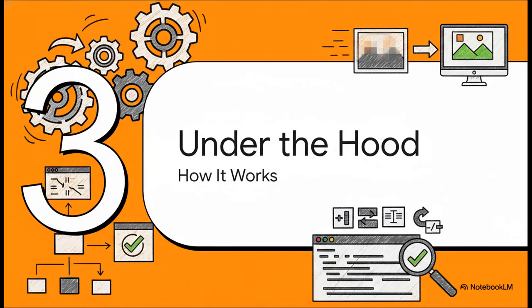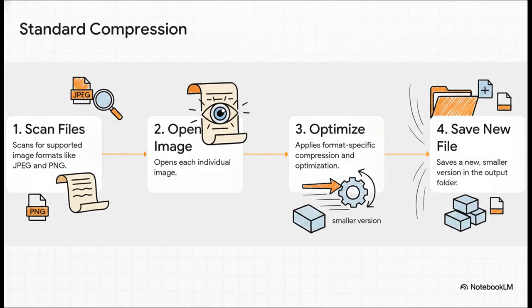So how does this actually work? Is it magic? Well, not quite, but it is some really clever programming. Let's pop the hood and see what's going on inside. Okay, so first up is the standard process. It's pretty straightforward. The tool scans for your JPEGs and PNGs, opens them up, and then applies some smart format-specific optimizations. And boom, it saves a new version that's way smaller but still looks sharp.